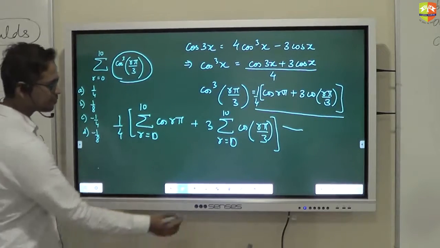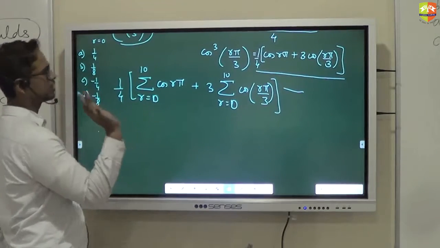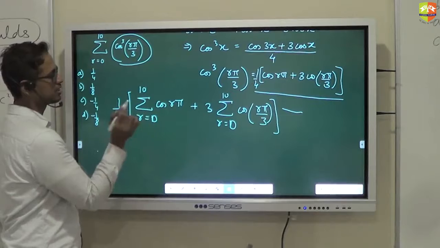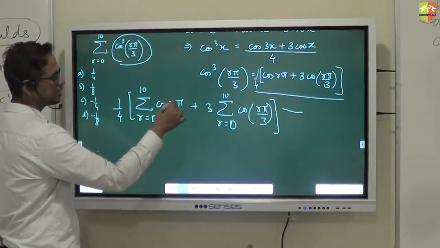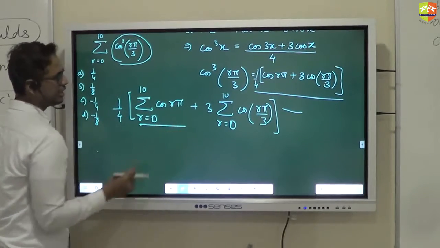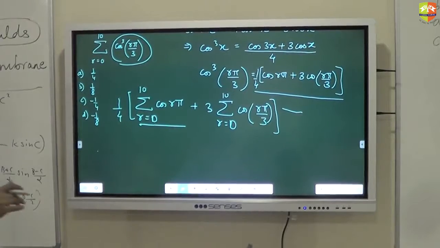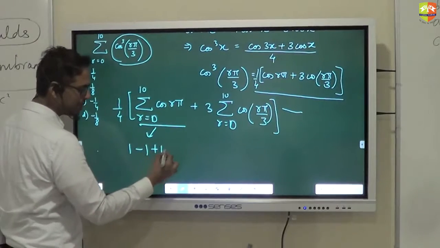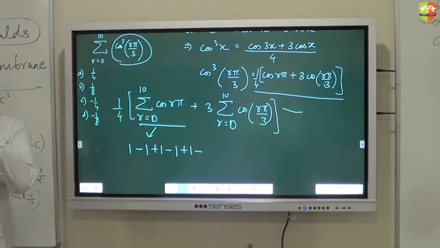Sir, instead of doing this, if you directly do it, you get minus 1. The benefit of doing that is, at least focus on the first term over here. It is cos 0, cos pi, cos 2 pi, 3 pi, 4 pi, like that. So then that will come to 0. Now, do you realize that this term is going to be 1 minus 1, plus 1 minus 1, plus 1 minus 1, and so on. So basically there are 11 terms, correct? From 0 to 10, there are 11 terms, isn't it?